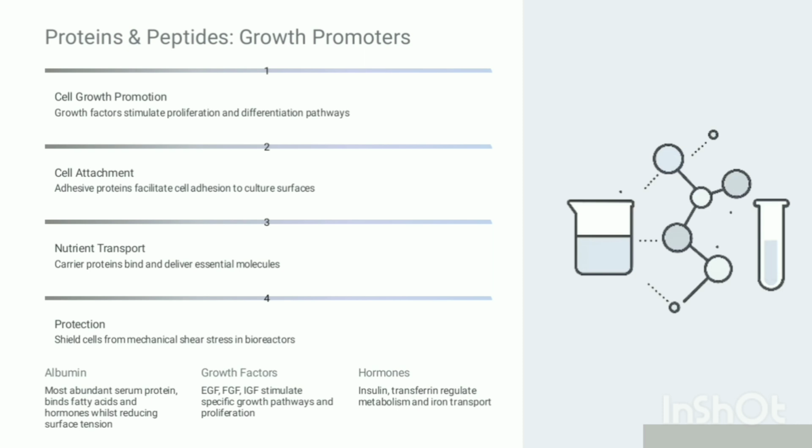growth, health, and stability. They serve four primary functions: cell growth promotion. Growth factors like EGF, FGF, and IGF are signaling proteins that stimulate pathways for cell proliferation and differentiation. Cell attachment. Adhesive proteins such as fibronectin or RGD peptides facilitate the binding of cells to culture surfaces, which is critical for anchorage dependent cells.